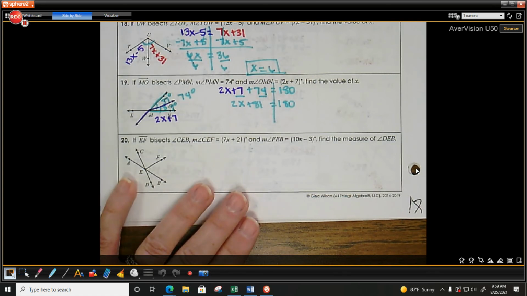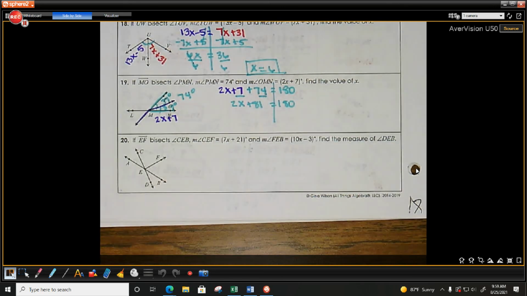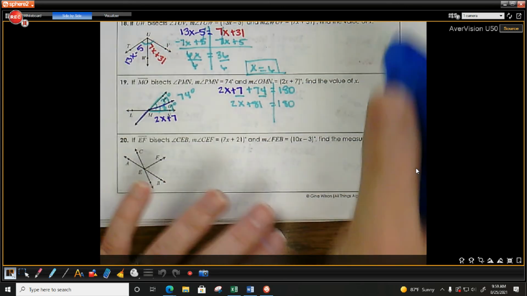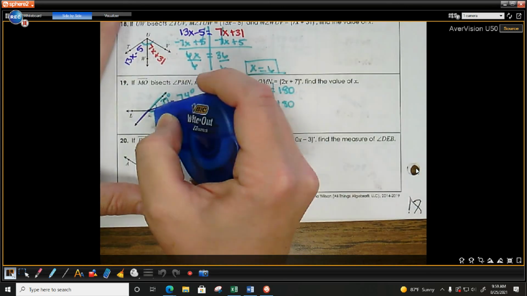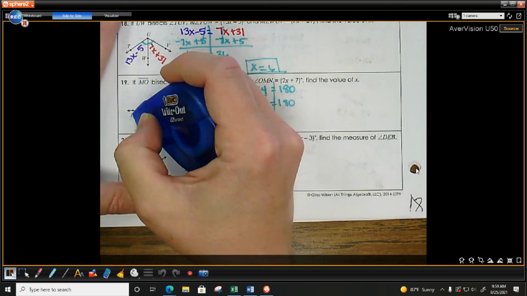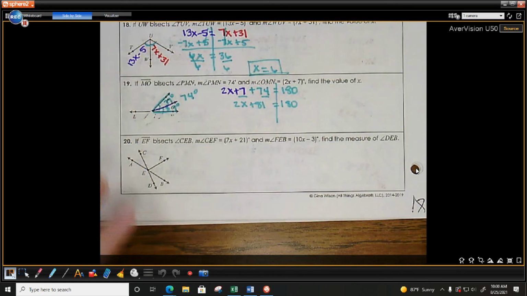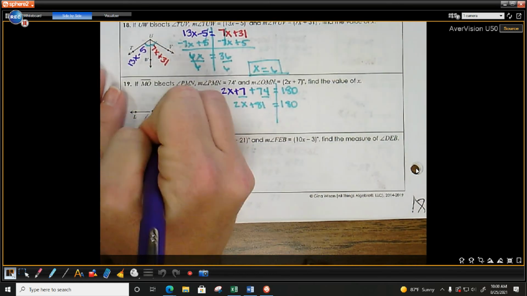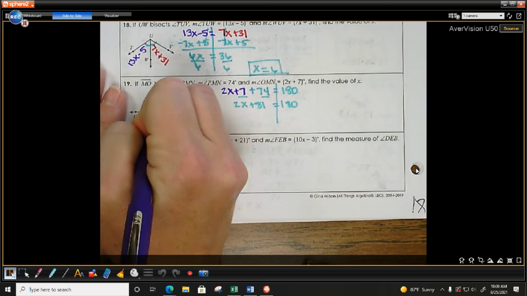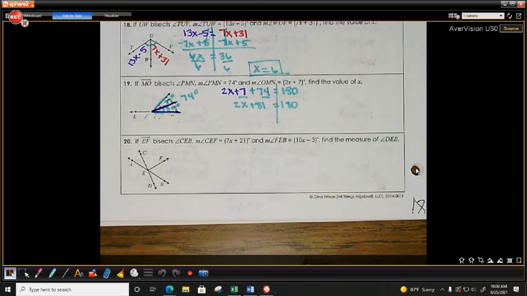I did something way wrong, didn't I? What did we do wrong, guys? Gotta pay attention to your letters. Yes, ma'am. You did the line wrong. Yeah, I did the wrong line. It's O-M-N. So that angle right there is your 2x plus 7. Sorry.